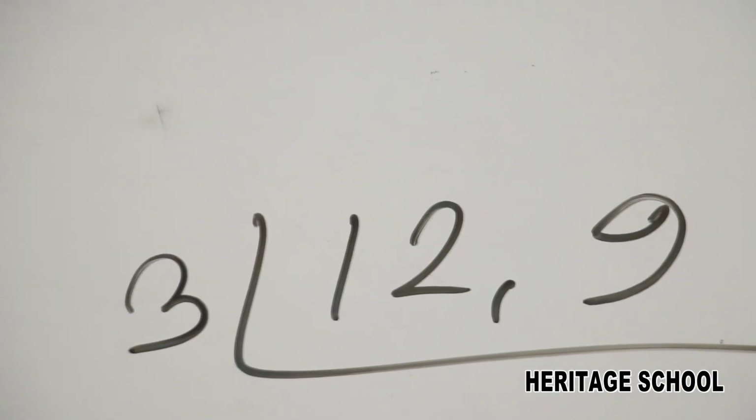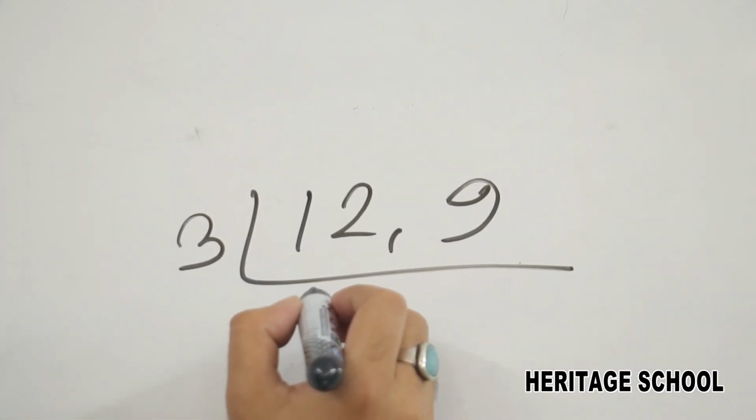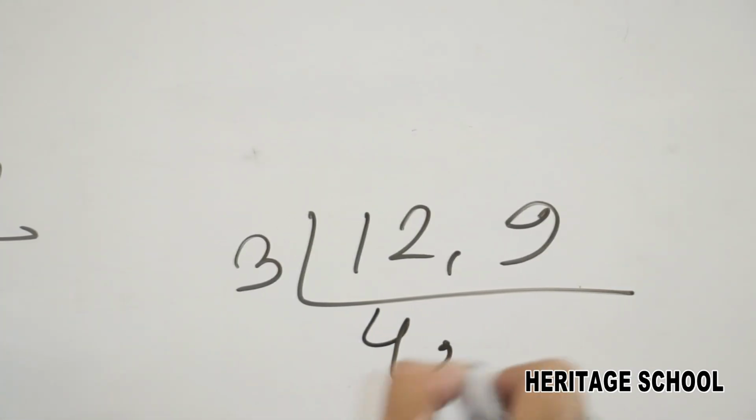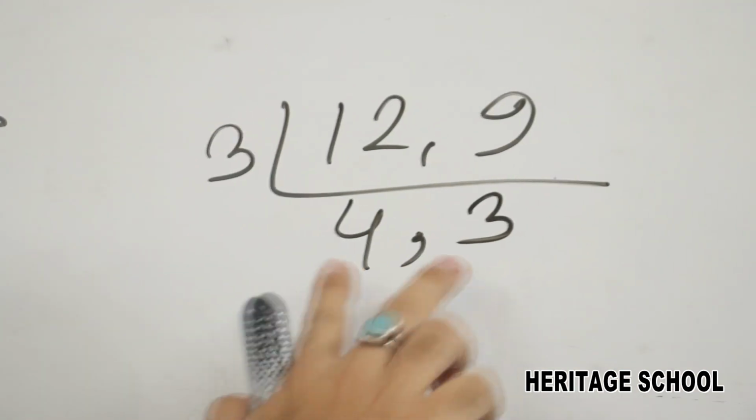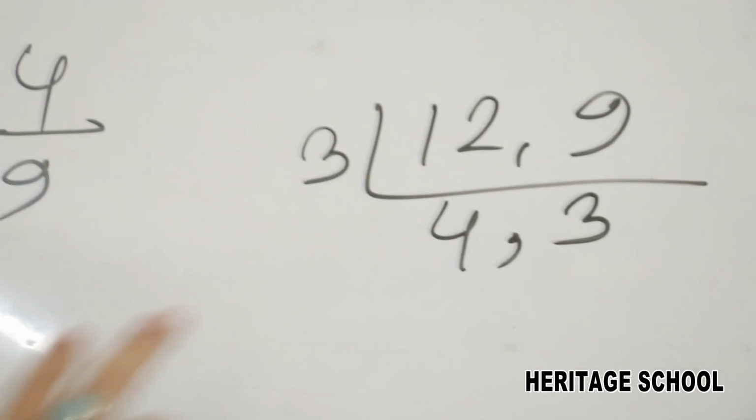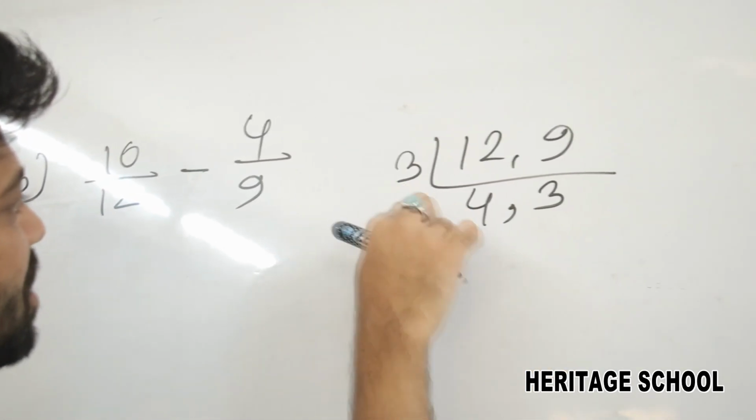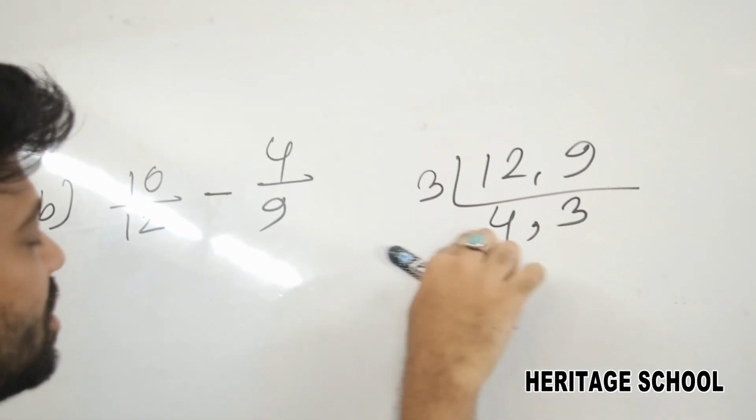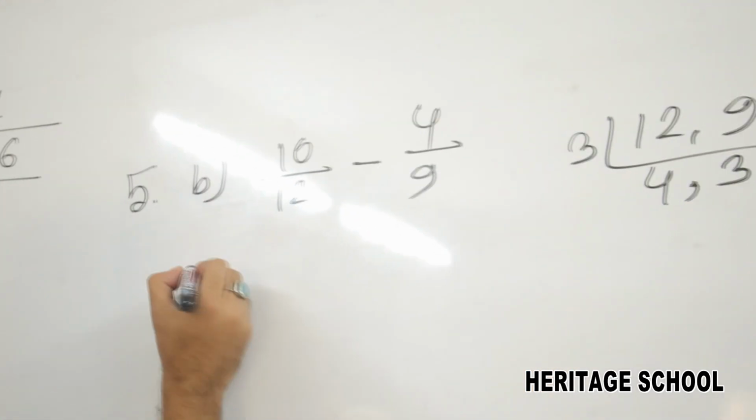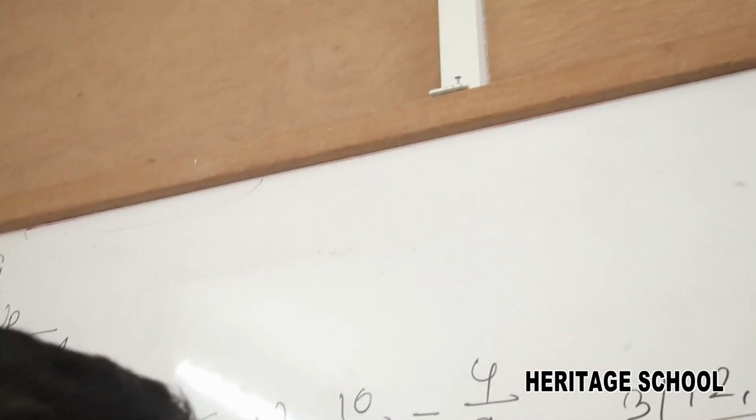Which number can I divide by? 3 can divide both numbers. 12 divided by 3 is 4, and 9 divided by 3 is 3. Can you divide both numbers by any other number? No, I can't. That's why we have to multiply all the factors. The factors are 3 into 4 into 3. 3 4s are 12, and 12 3s are 36. My LCM answer is 36.